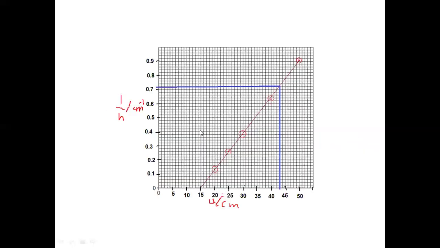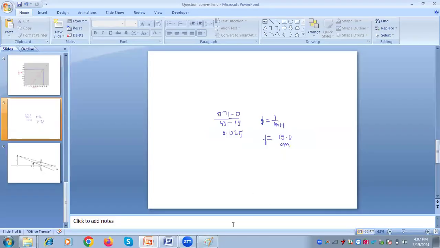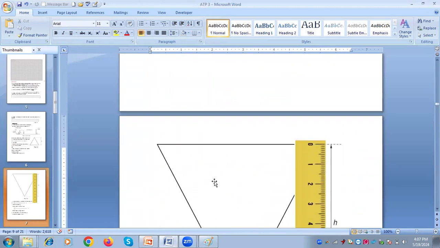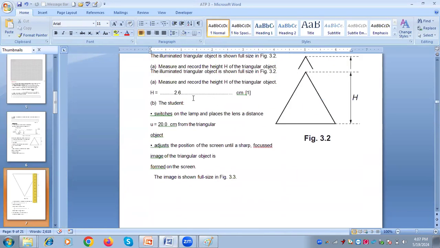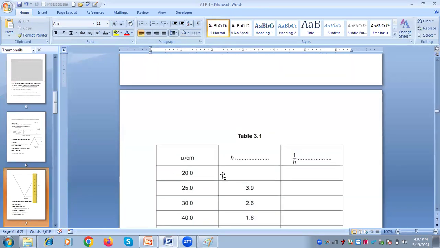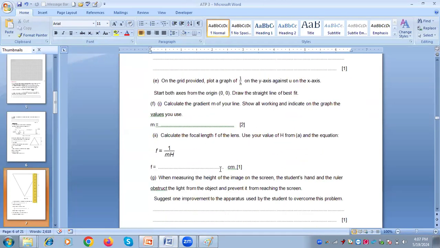And the formula is what? 1 upon mH, where m is the gradient value, 0.025, into H. H is what? Your value of object height in the beginning. What was the value of object height? Capital H, this one, which is 2.6 centimeter. So 2.6 centimeter into the gradient, and the answer is coming 15. So the focal length is 15 centimeter.